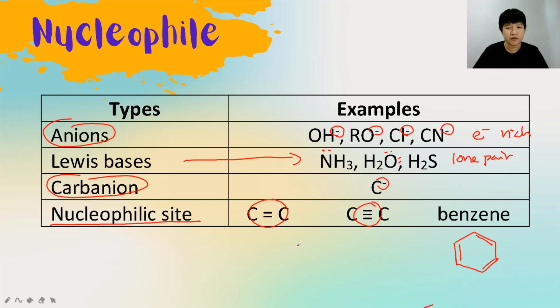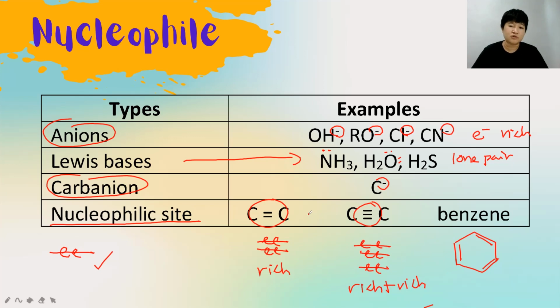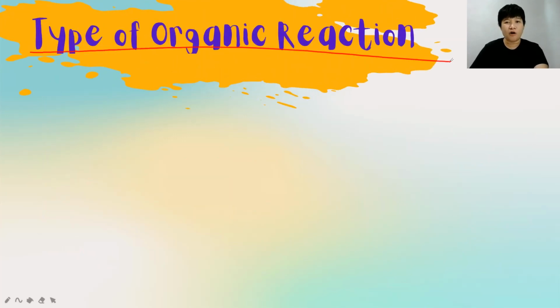Why are they rich with electrons? Guys, one bond is 2 electrons. So that is normal. A double bond means 4 electrons. Very rich. A triple bond means how many electrons? A triple bond over here means 6 electrons. Rich plus rich. Extremely rich with electrons. So double bond, triple bond, and also your benzene is your nucleophilic site, or we would say an electron-rich site. Okay? Simple.